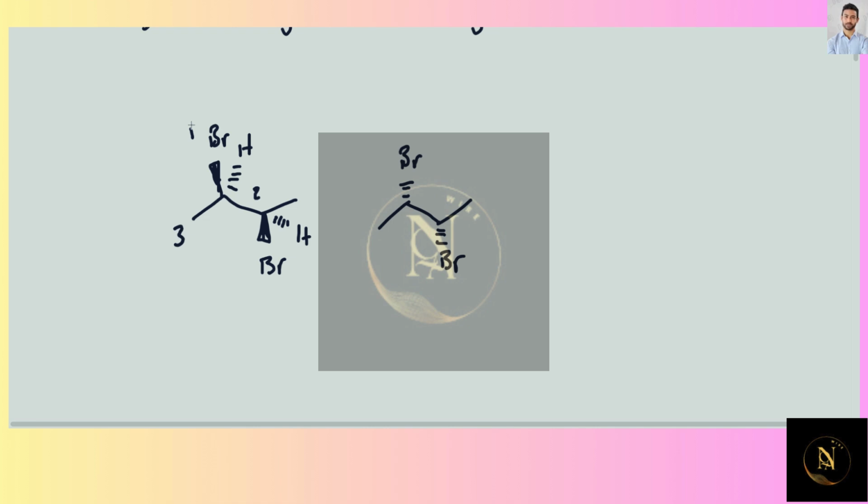Using the Cahn-Ingold-Prelog rules, order them in terms of priority, and then determine whether it's clockwise or counterclockwise, going from 1 to 2 to 3. This is clockwise, so this is R. And then I can do a similar thing for this stereocenter. Bromine's the highest priority. The carbon with the bond to the bromine is the next highest priority, and the third highest is just the methyl group. The least is in the back, and this is also clockwise, so this is R. Okay.